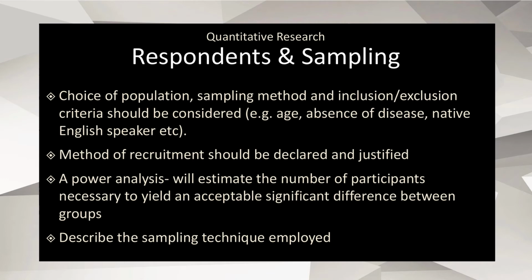So another important thing is for you to detail the respondents and sampling. Okay, your choice of population should describe what is your sampling method, and we already talked about different sampling methods, inclusion and exclusion criteria, what the age, the absence of diseases, for example, or are they able to speak English, and so on and so forth. The method of recruitment should be declared, and you have to justify it. In quantitative studies, you may need to have power analysis. Not all will probably need it. And also describe the sampling technique that is used.